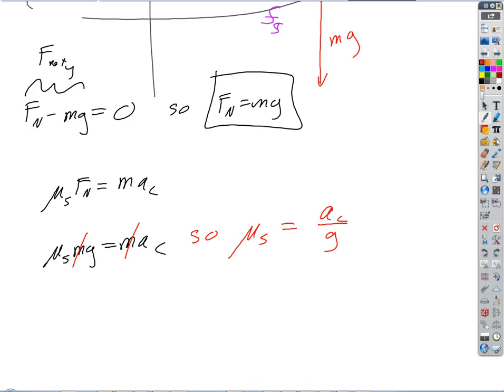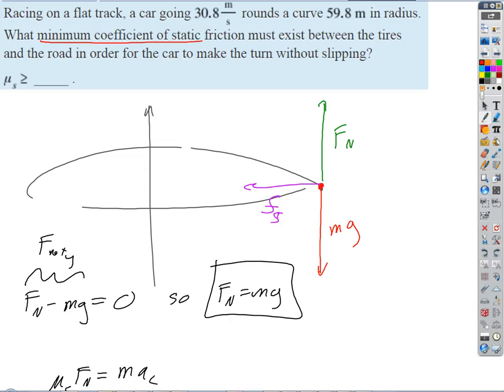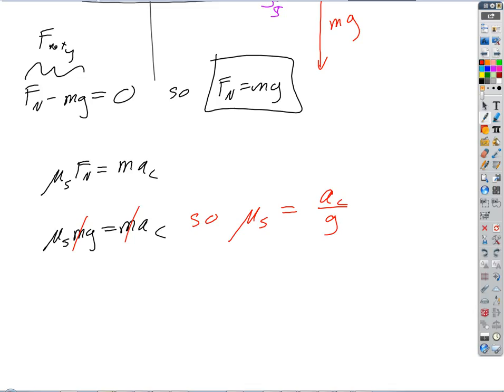Could the coefficient be bigger? Sure, that would be fine. It could be bigger, but it can't be less than that. If it's less than that, it's going to slide. Make sense? And so all we'd have to do in this situation is use this equation right here, calculate what the centripetal acceleration is, and then just divide that by g.